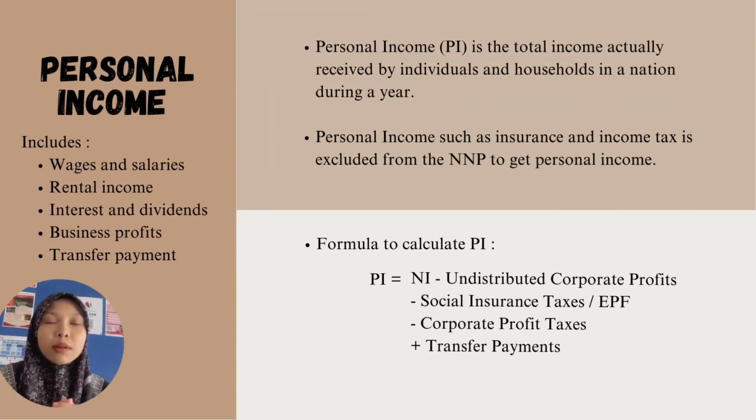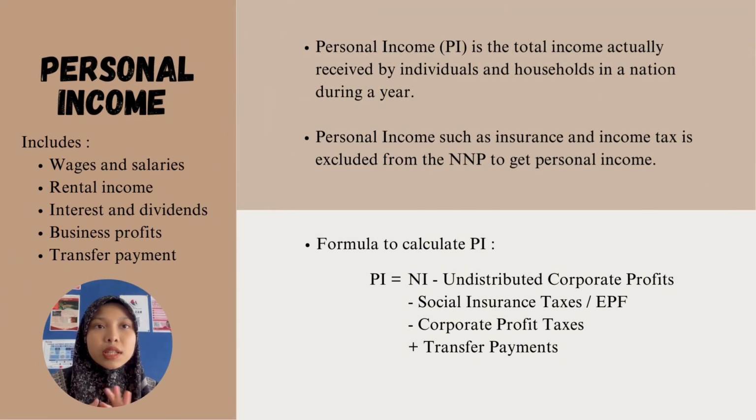Next is personal income. Personal income, which is PI, is the total income that is actually received by individuals and households in a nation during a year. Personal income includes wages and salary, rental income, interest and dividend, business profit, and transfer payments such as unemployment benefit and pension.